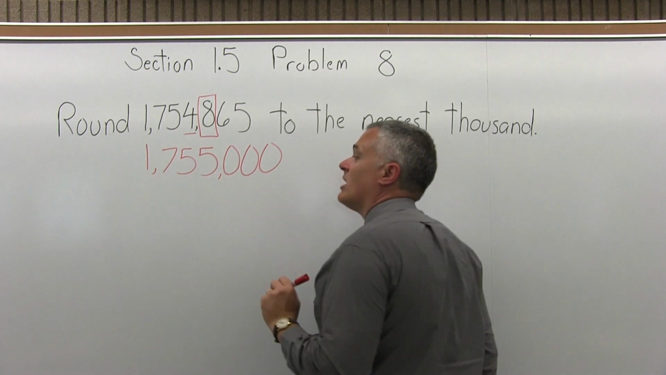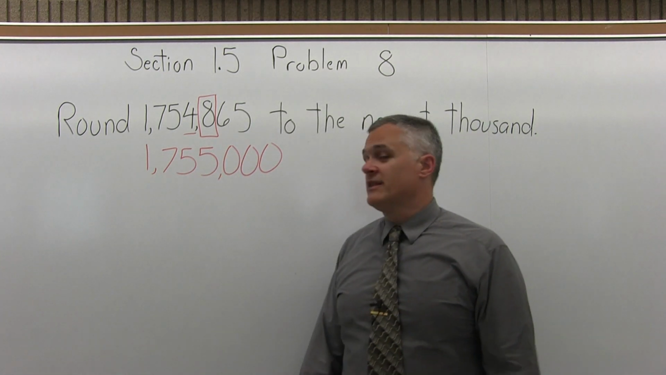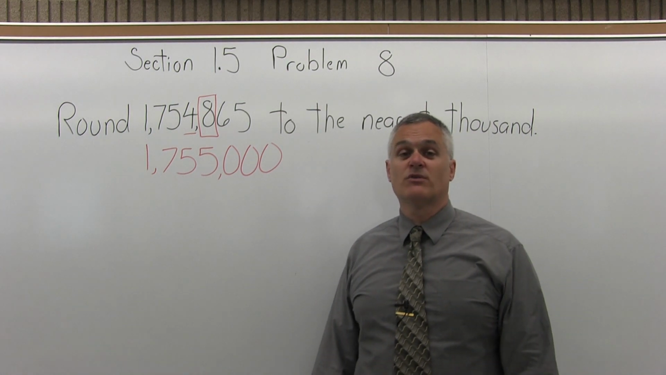And we can put in our commas every 3 digits apart. And the answer is 1,755,000.